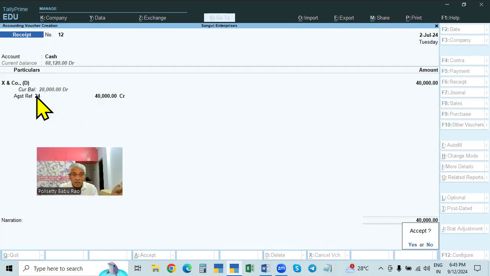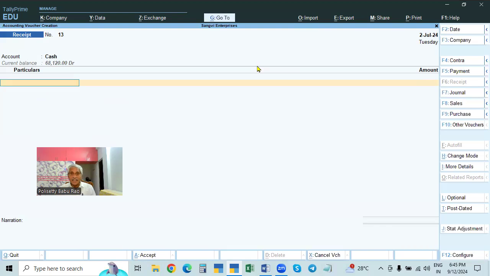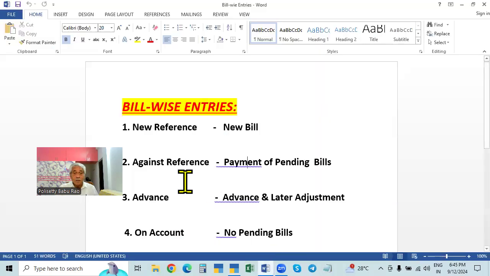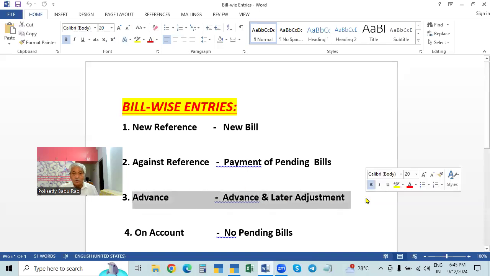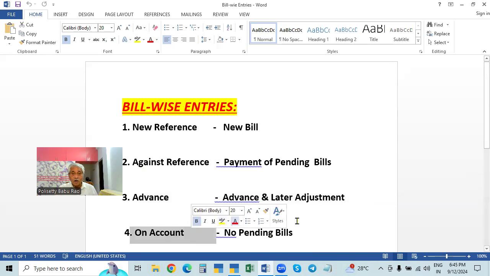Again, when he is paying next time, that 28,000 will be shown against this bill. Till the bill is completely paid, it will show against reference the pending bill. Next time when I am paying, the pending bill will be invoice number 24 and 28,000 rupees is the balance. Like this, we will make the entry. This is about the advance, how to receive or pay advance, and how to adjust. Advance is adjusted when you are purchasing or when you are selling. Last one is on account.